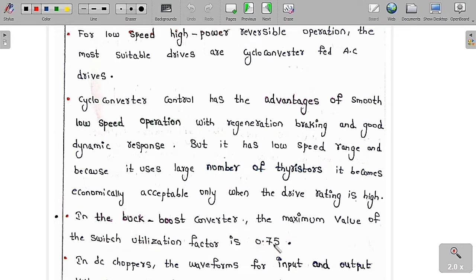So this is the point that you have to remember. In the buck boost converter, the maximum value of the switch utilization factor is 0.75.